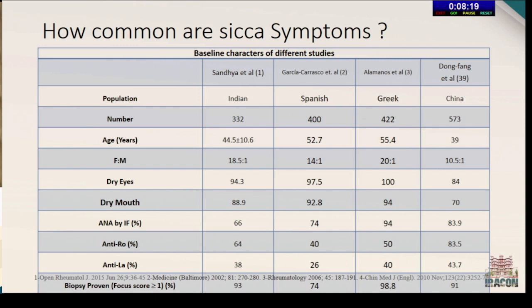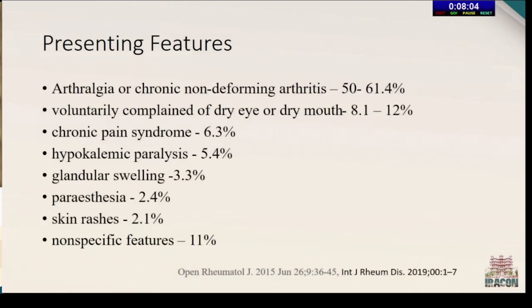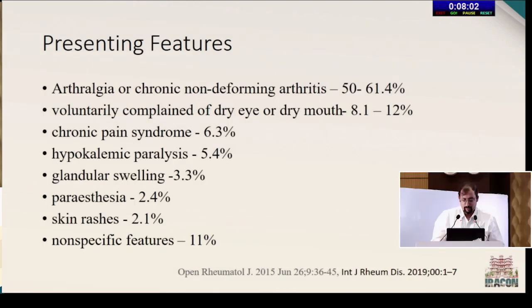dry eyes and dry mouths are quite common, but these are cross-sectional studies, and most patients that have been included in these studies do satisfy the classification criteria. Hence, the proportion of dry eye and dry mouth is much more common. How does Sjogren present? So in the Indian studies that I could access, arthralgia and chronic non-deforming arthritis is the commonest presentation. It can range from 50 to 60%. Very few patients voluntarily complain of dry eye or dry mouth. It is only about 10%.